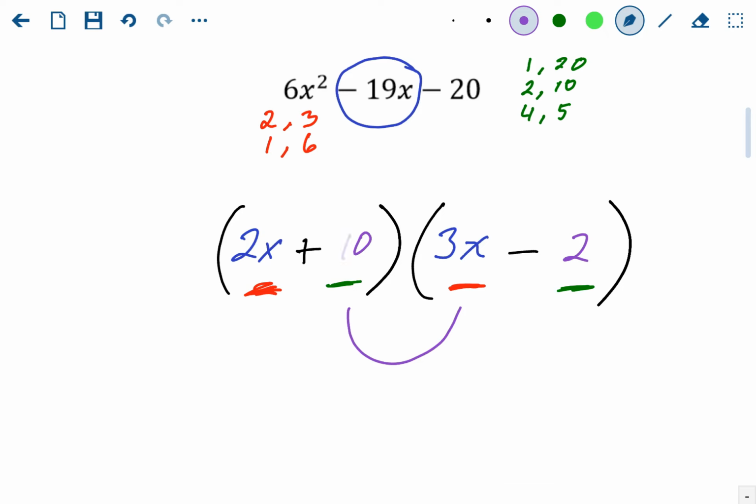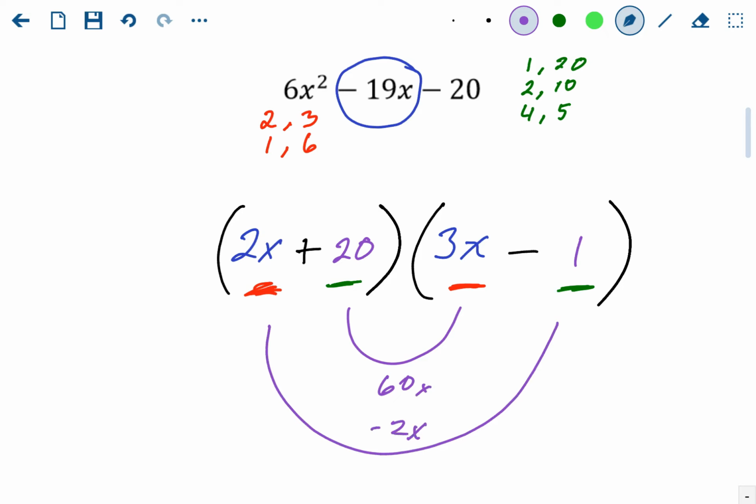All right. Now, I haven't done 1 and 20 yet. 1 and 20 is going to give us a big inside-outside number. So we could try it, but I have a pretty good feeling it's not going to work. This is going to give us 60x, negative 2x. That's nowhere near 19, which is what we need. And if we flip them around, it's going to be the same thing, so I'm not even going to bother.